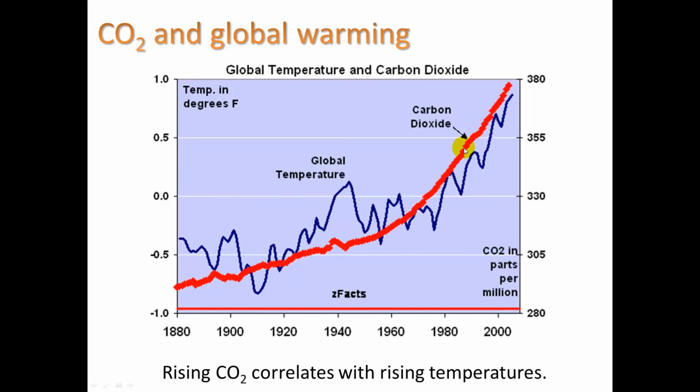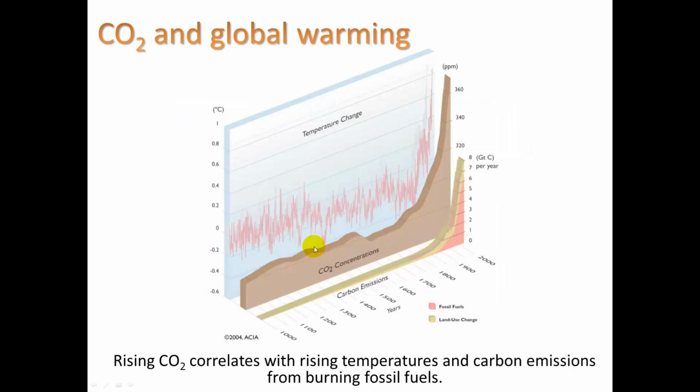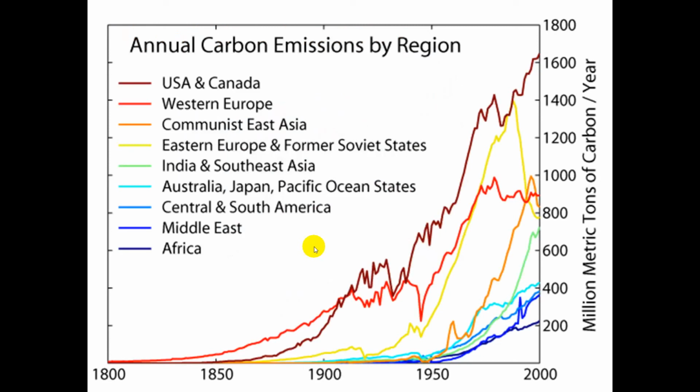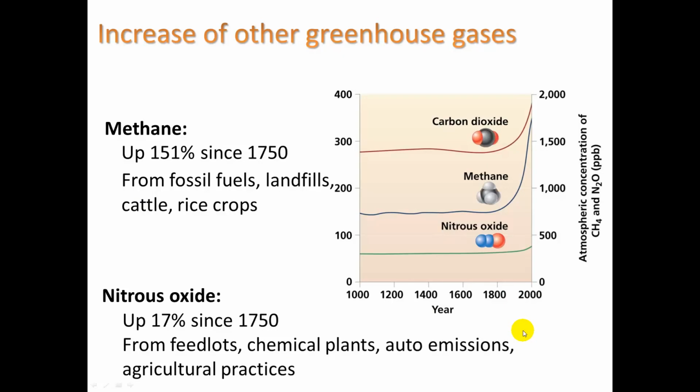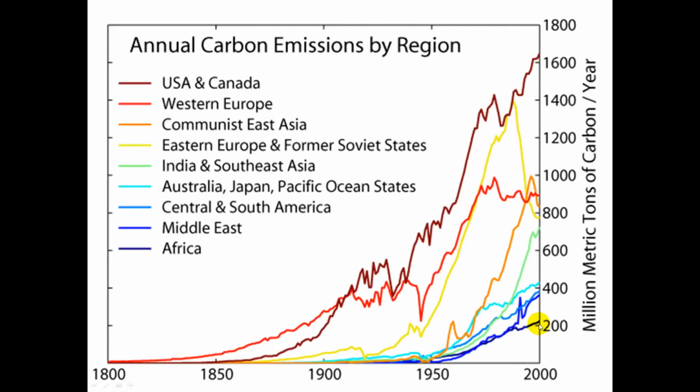We can see a correlation here, pretty tight, between CO2 levels and global temperature. Another graph showing the same thing. Another graph showing that USA and Canada are the leaders in annual carbon emissions. Oh yeah, that's right. So we also have Africa here being the least developed country, having a very, very small carbon footprint.